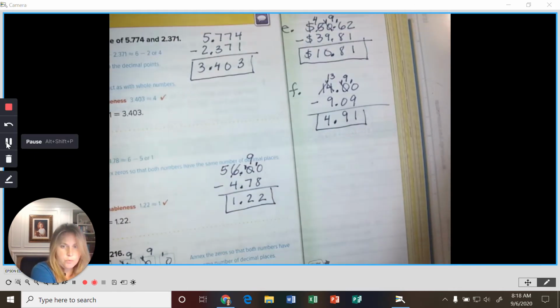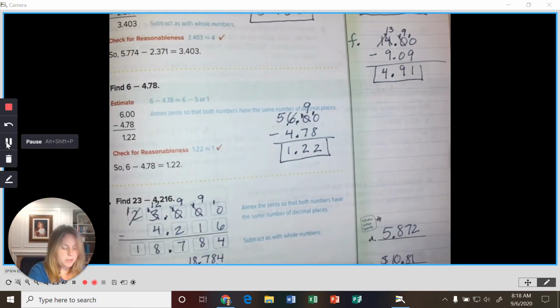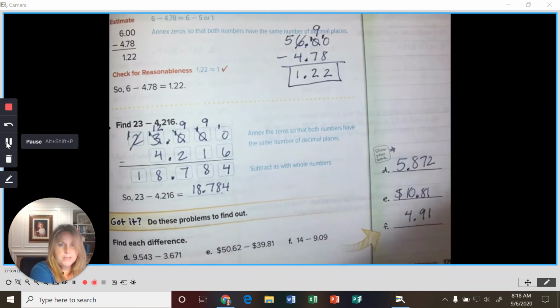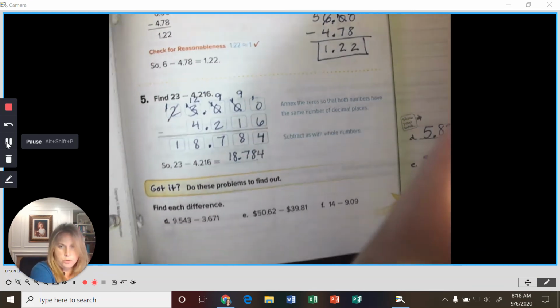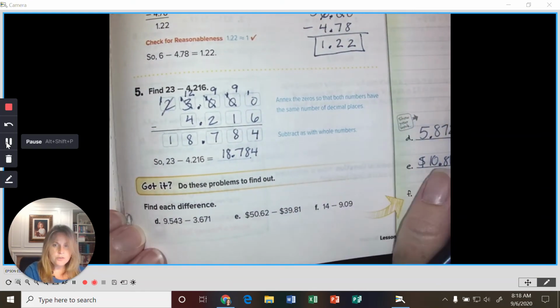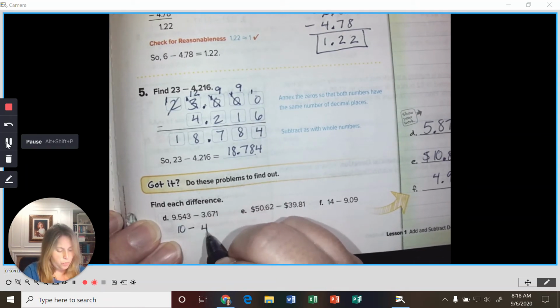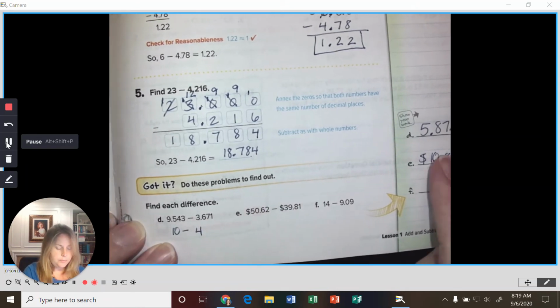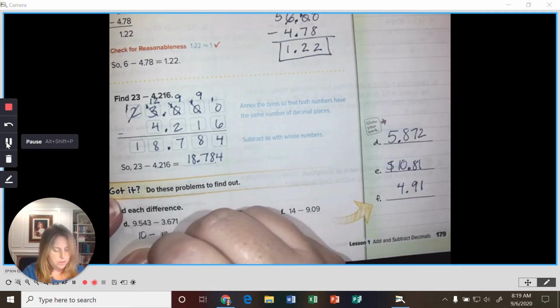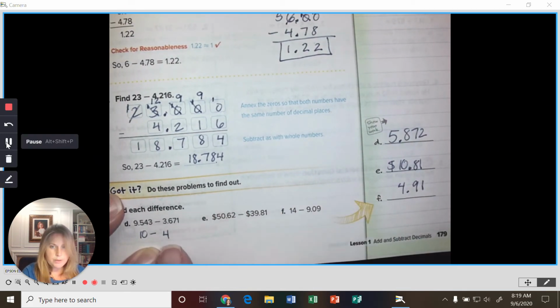So we're going to check for reasonableness on all of these problems because we want to make sure our answers make sense. Check for reasonableness. I'm going to estimate this to be 10 minus 4. 10 minus 4 would be 6. This is pretty close to 6. Okay, so my answer is reasonable.